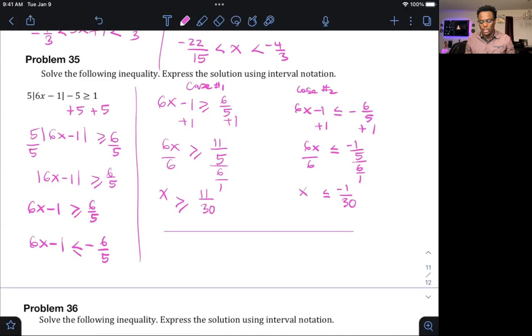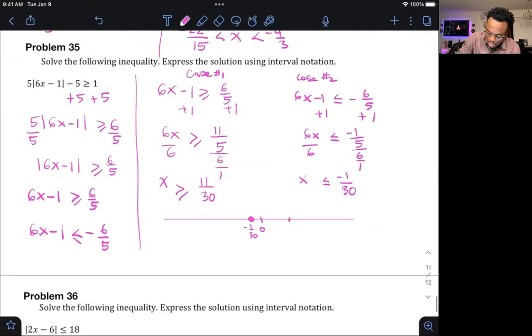Let me show you these two inequalities on the number line. That is 0. Negative 1/30 would be on the left side. Let me put it here because it's very small. So that's negative 1/30. We would need a closed circle for it. Positive 11/30 will be small, but not too small. So here, positive 11/30, it would need a closed circle as well.